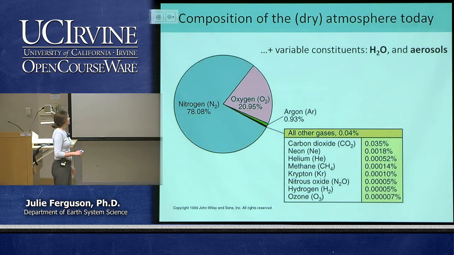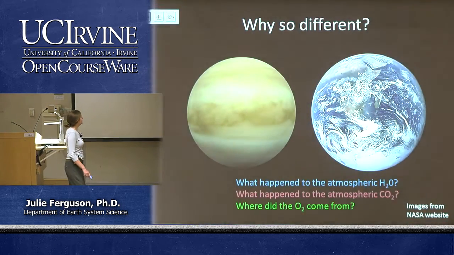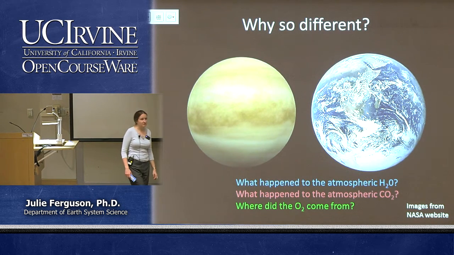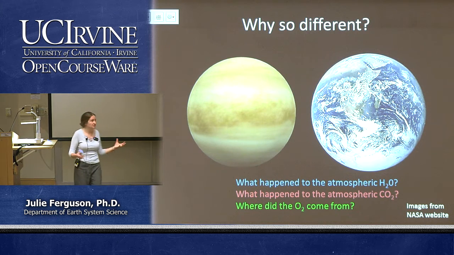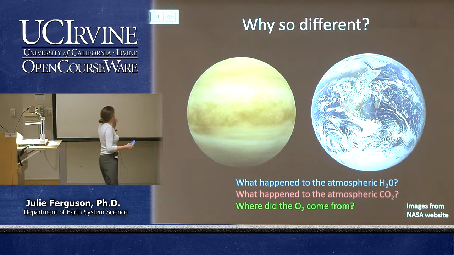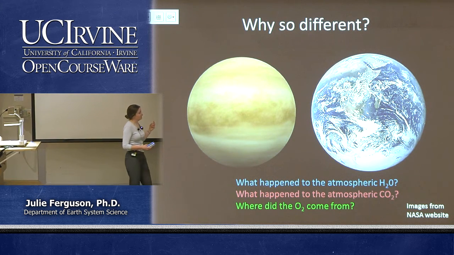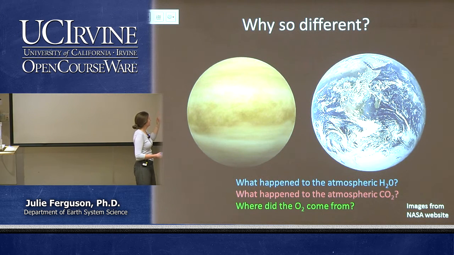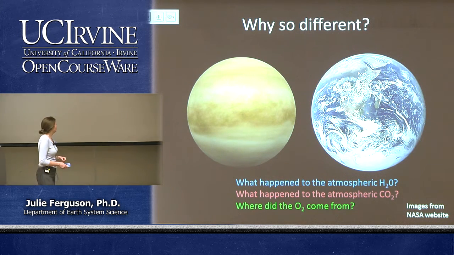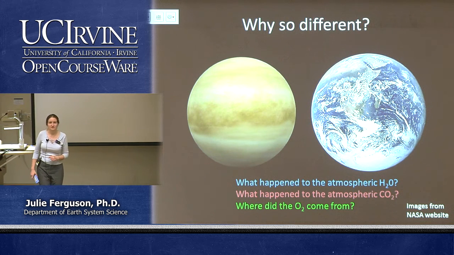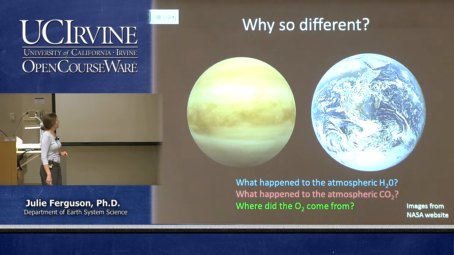Okay? So my question of the day is, why are we so different from Venus? They both had the same processes happening early in their history, but Venus today has this really nasty looking atmosphere, whereas today we have our beautiful, clear atmosphere. So why are these so different? Venus is Earth's evil twin.